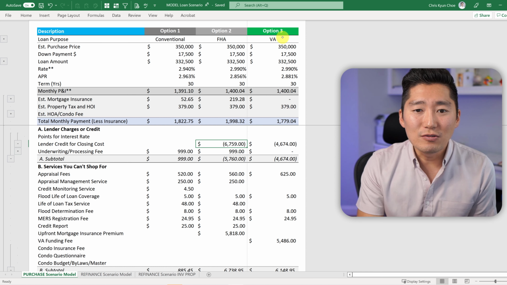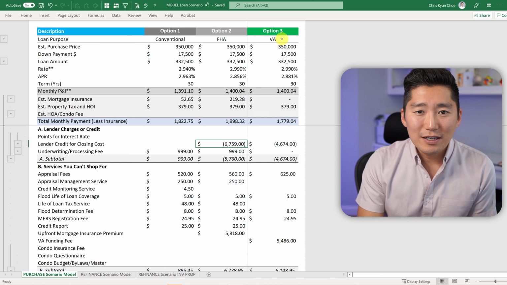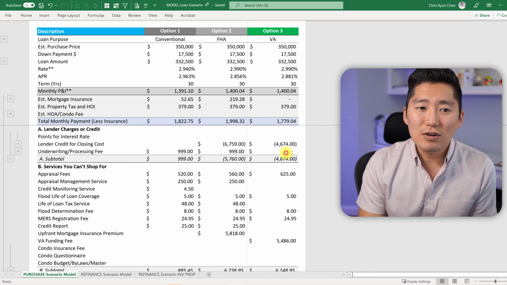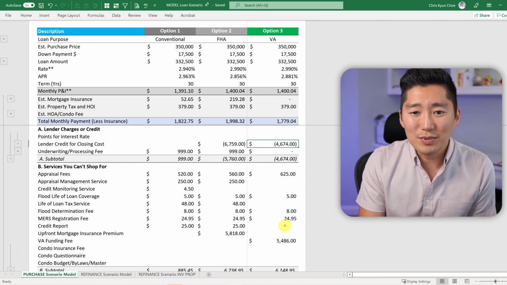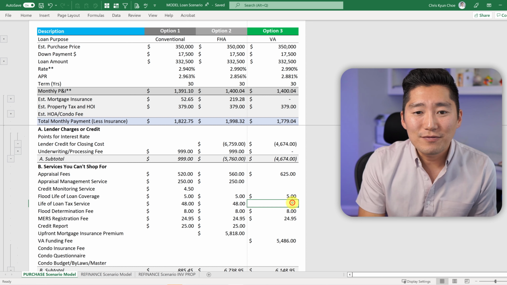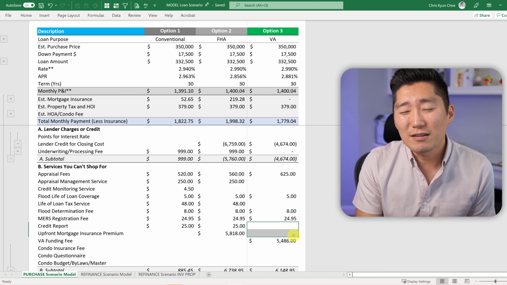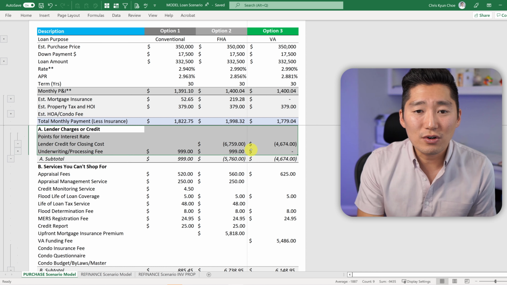Now, the VA loan, I'll speak to it separately, little by little, but there's no underwriting fee, and the lender credit is a little less. Because there's no underwriting fee, there are also a lot fewer fees that the lender is going to be able to charge, and you'll see that in the title section as well. But if we go down here back to the conventional, there's the underwriting fee on section A. This is what the lender is charging.